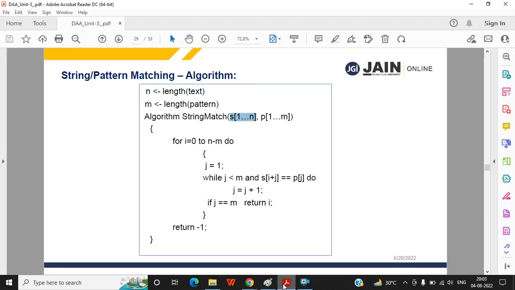Okay. See what they are doing here. I equal to 0 to n minus m.